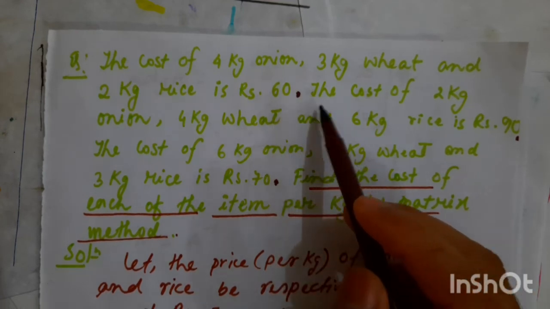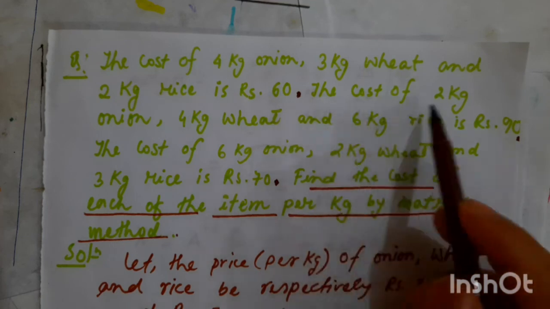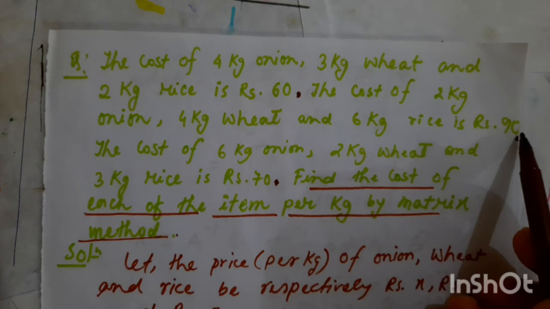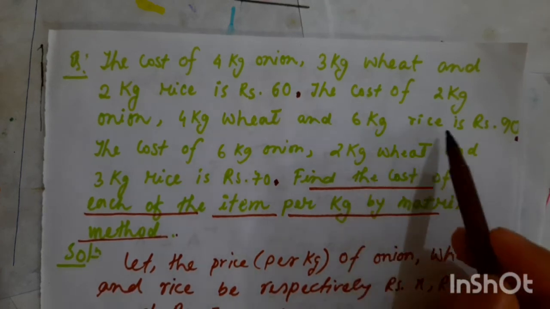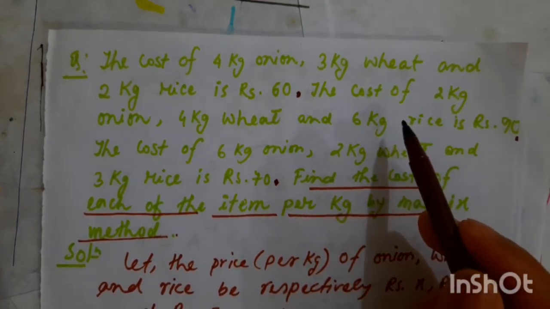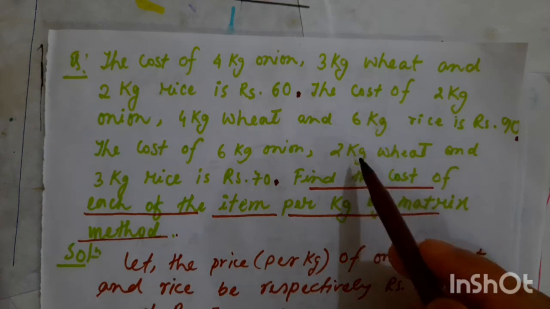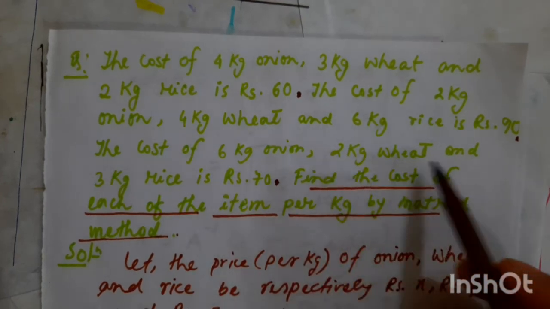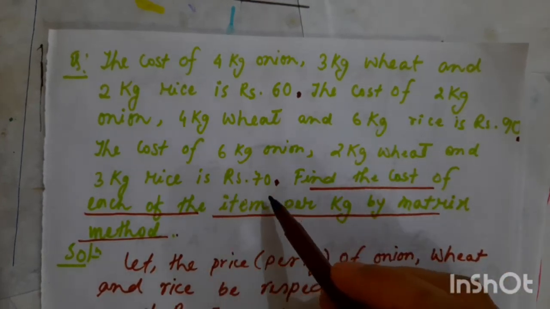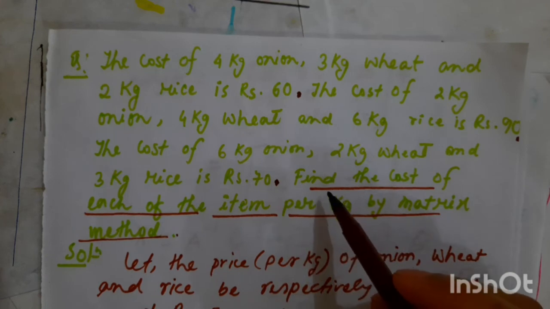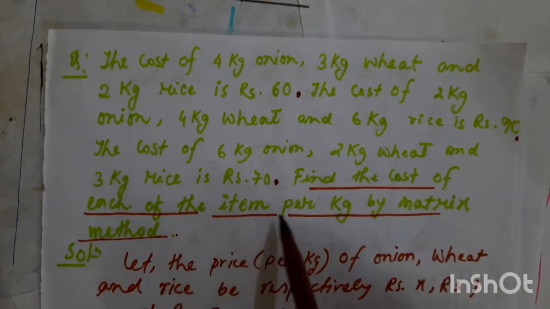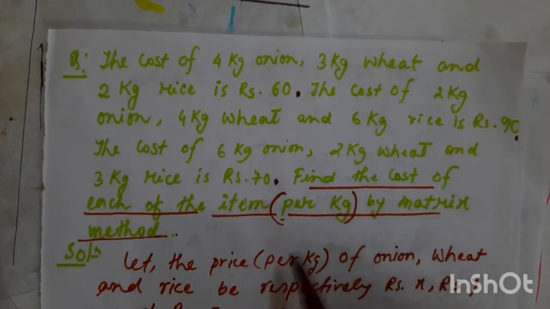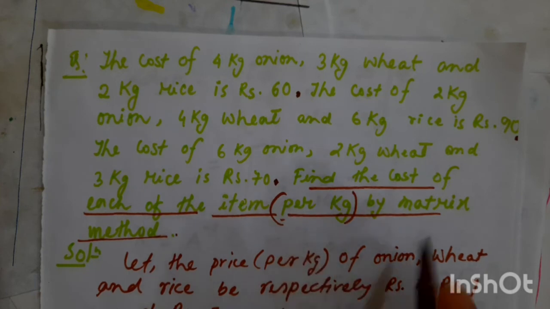Now check the second condition. The cost of 2 kg onion, 4 kg wheat and 6 kg rice is rupees 90. From the second condition itself, you can also find a linear equation of 3 variables. The cost of 6 kg onion, 2 kg wheat and 3 kg rice is rupees 70. So what is the question? Find the cost of each item per kg by the matrix method, that is, by using the inverse of a matrix.